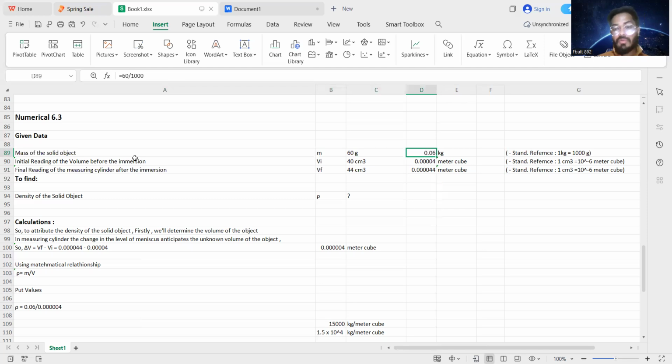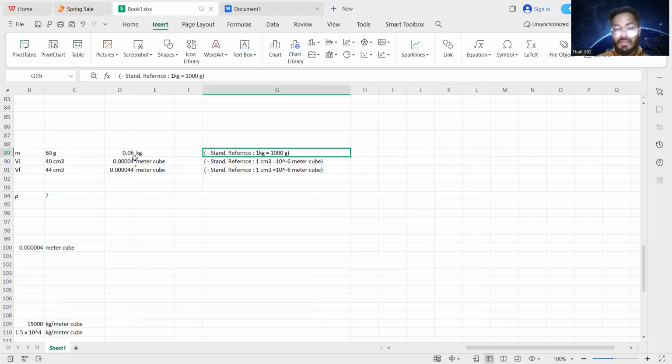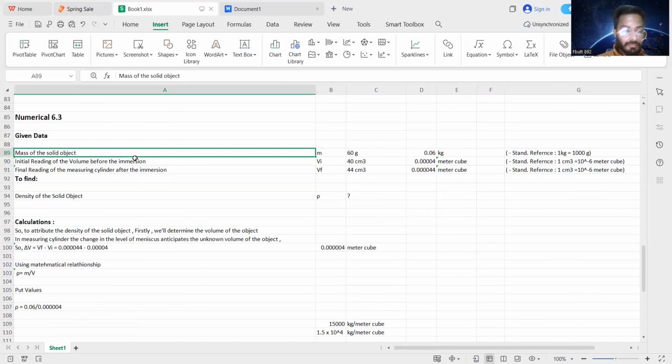To convert 60 grams into kilograms, because kilogram is the unit of mass in the SI system, the standard reference here is 1 kilogram is equivalent to 1000 gram. So to convert gram into kilogram, we have to divide the respective value by the factor of 1000. And why the factor of 1000? I have summarized multiple times in the classroom that whenever we convert gram into kilogram, we have to divide by 1000, and we have discussed logically in our classroom why it is so.